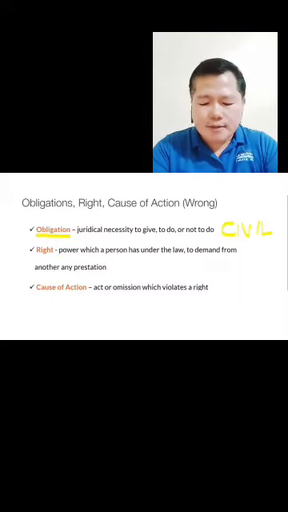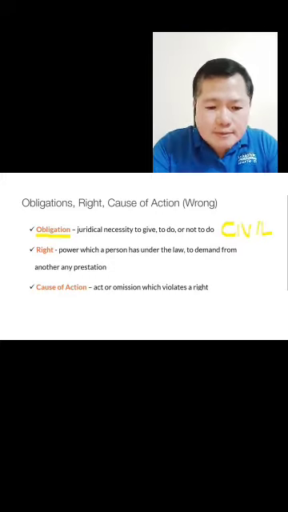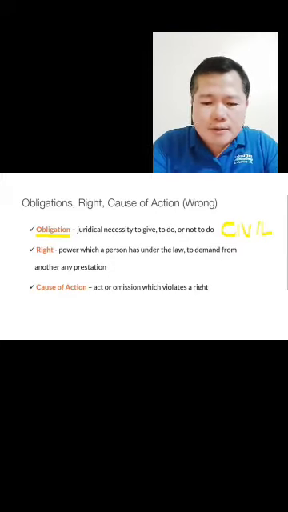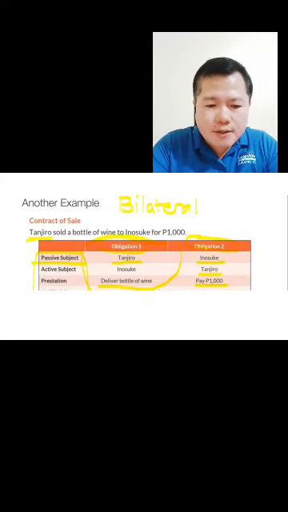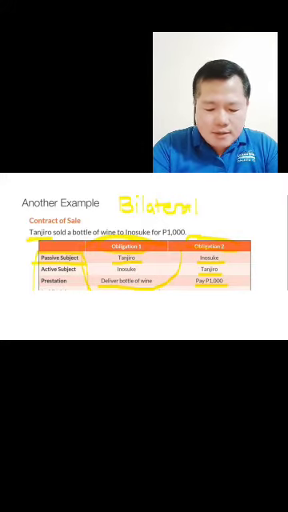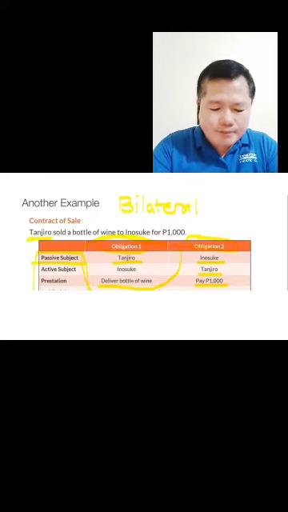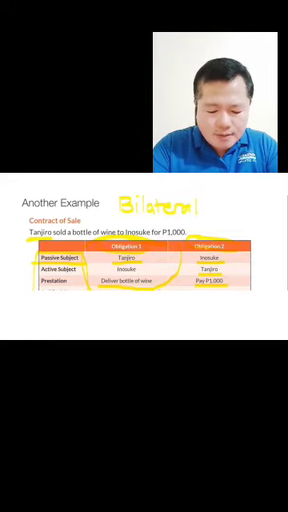So what is right? Right is the power which a person has under the law to demand from another any prestation. So let's go back to the example. Tanjiro has the obligation, which is to deliver the bottle of wine. But there is also a corresponding right on the part of Inusuki to demand from Tanjiro the delivery of the bottle of wine.